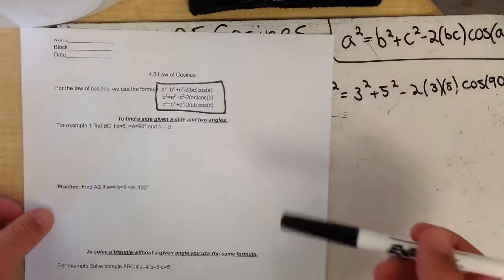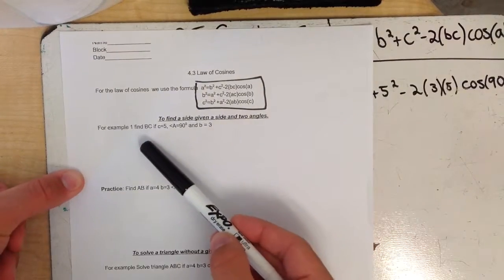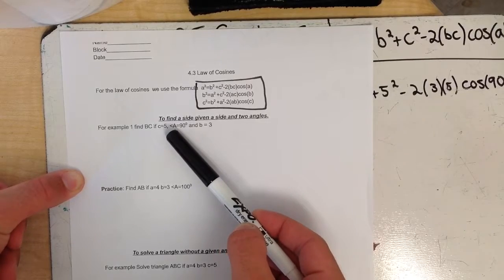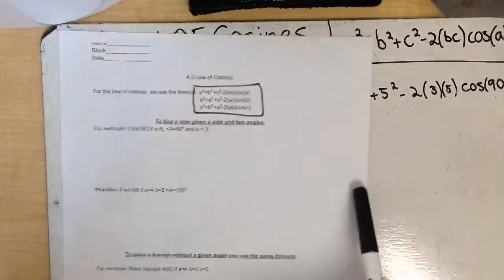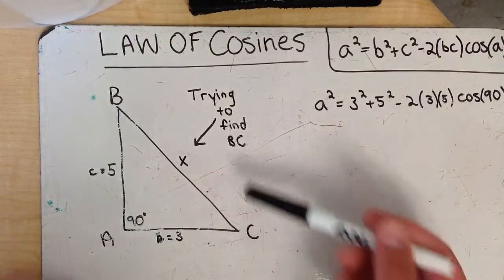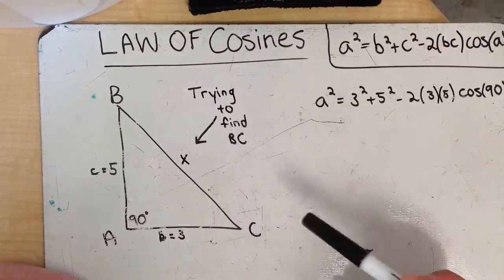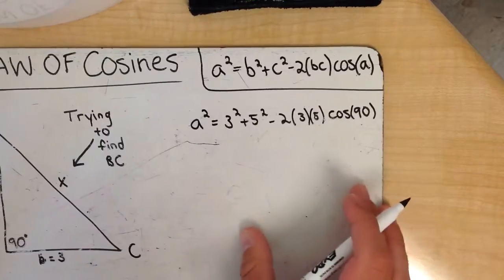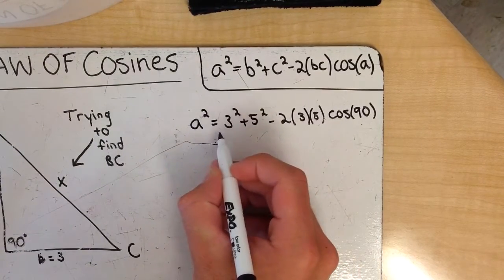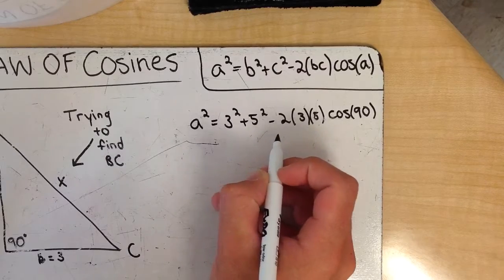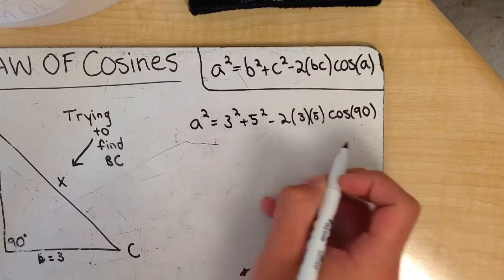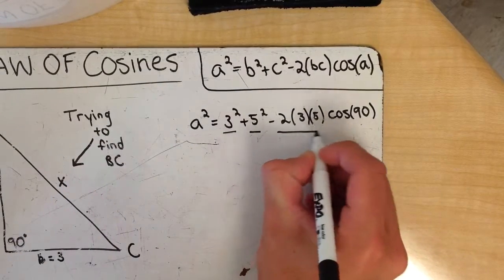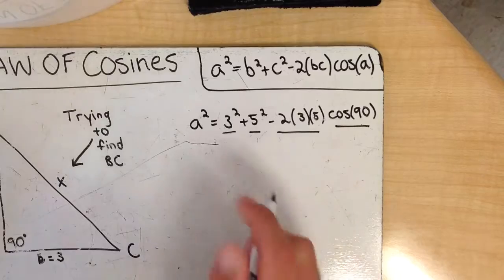For the first example, it says, find BC if C equals 5, angle A equals 90, and B equals 3. So for this equation, we're finding BC, and we use our given sides and angles to plug into the equation A squared equals B squared plus C squared minus 2 times BC times cosine of A. As you can see, I plugged in the given sides into the equation. Now we solve.